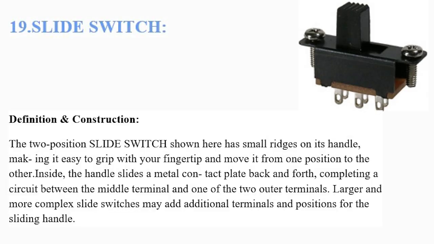Definition and construction. The two position slide switch shown here has small ridges on its handle, making it easy to grip with your fingertip and move it from one position to other. Inside, the handle slides a metal contact back and forth, completing a circuit between the middle terminal and one of the outer terminals. Larger and more complex slide switches may add additional terminals and positions for sliding handles.